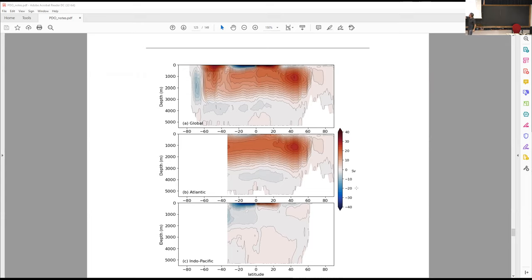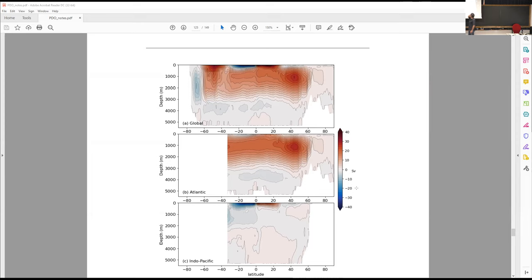You see this also in the Atlantic, but it's not as strong as in the Pacific because this is zonally integrated and the Pacific is much wider than the Atlantic. So there's much more transport in the Pacific than in the Atlantic. But you have it in the Atlantic as well.